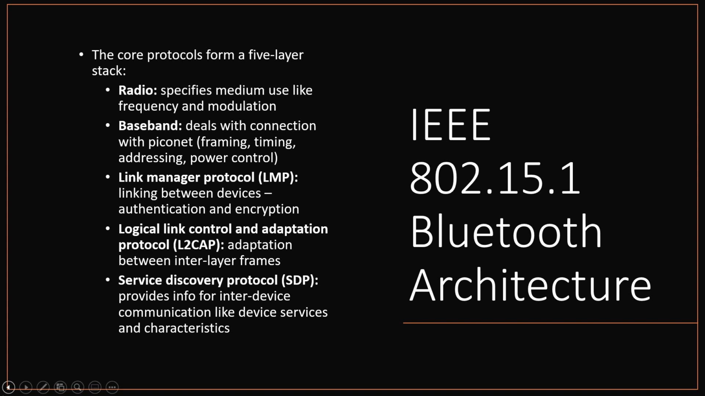For example, it specifies things like which frequency will be used and the modulation techniques, so these sort of things. The second one is the baseband layer. So the baseband layer deals with connection with a piconet.